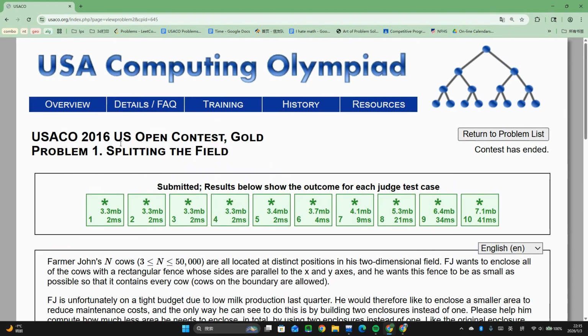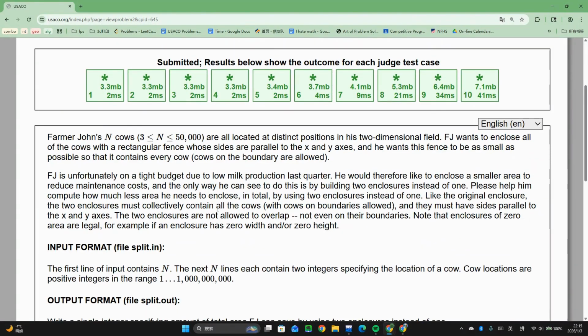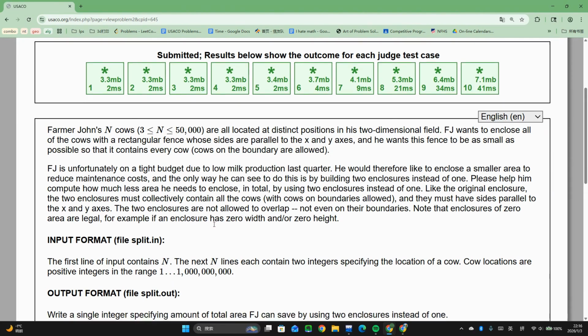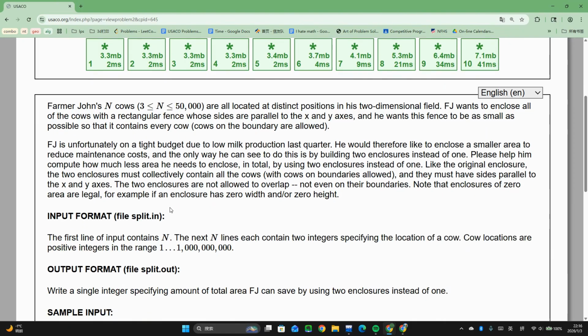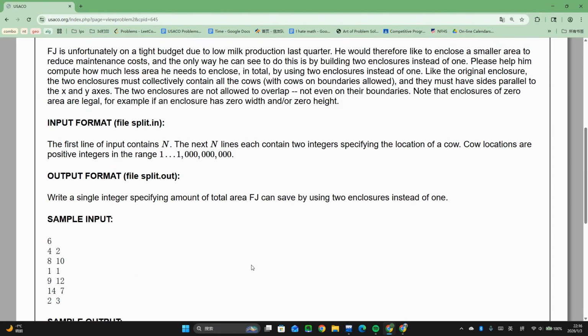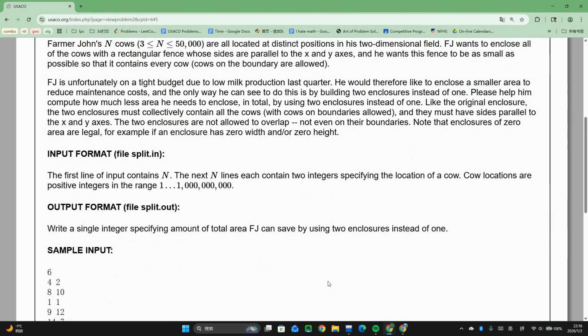We're trying to split the field, literally splitting the field, and then try to enclose with as little area as possible while building two enclosures instead of one and collectively enclose all of the cows, with cows on the boundary being allowed. And they must also have sides parallel to the x and y axis. So the two enclosures are not allowed to overlap, and we're trying to find the amount of total area he can save by enclosing two instead of one, while still containing all the cows.